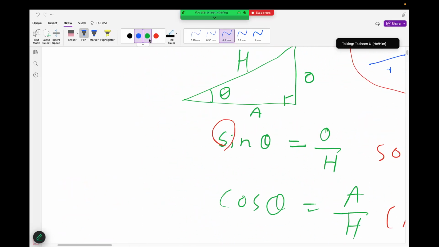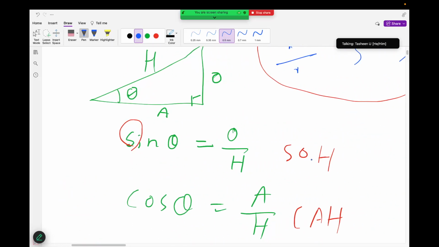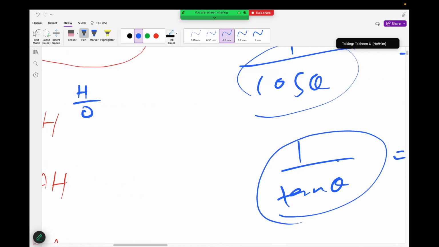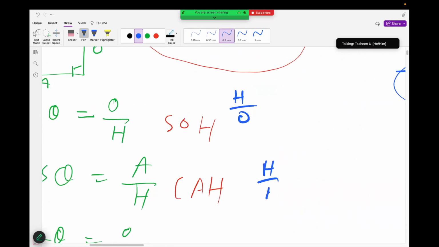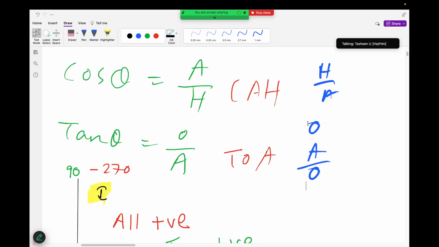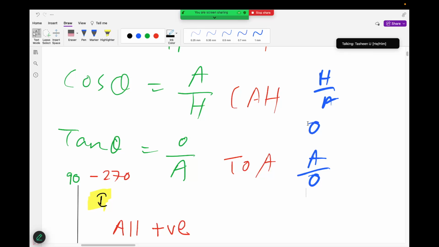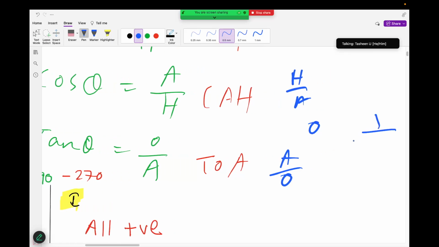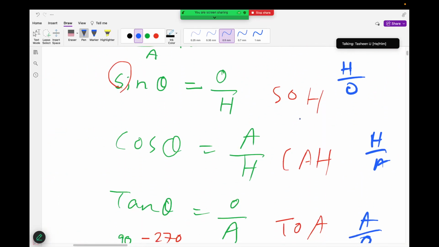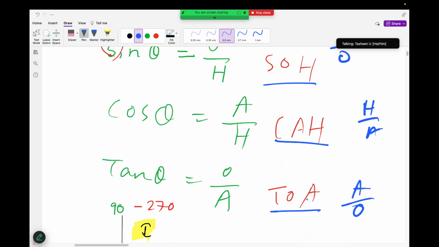So if sine theta is opposite by hypotenuse, which means what? The inverse of sine theta would be h by o. Similarly, cos theta is adjacent by hypotenuse, so the inverse of cos theta is sec theta, which would be h by a, and the inverse of tan theta is cot theta, which is a by o. Just inverting the fraction. If you invert o by a, it becomes a by o. And we remember these things with SOH CAH TOA.